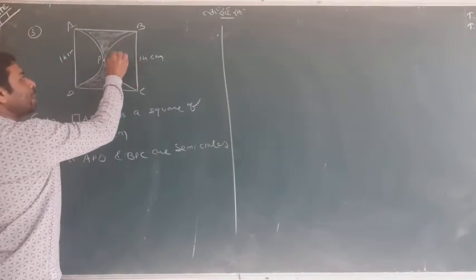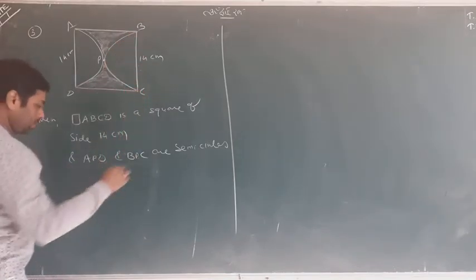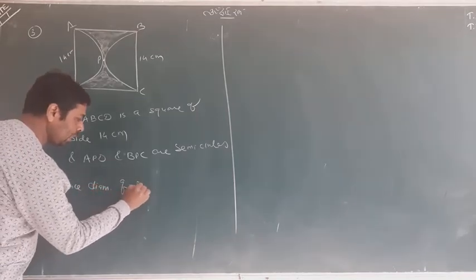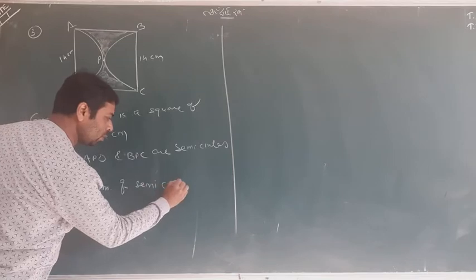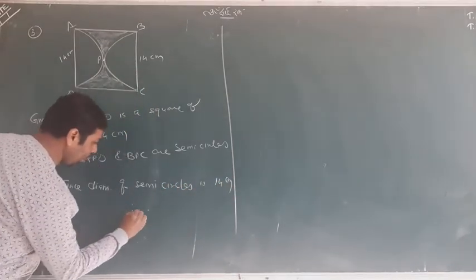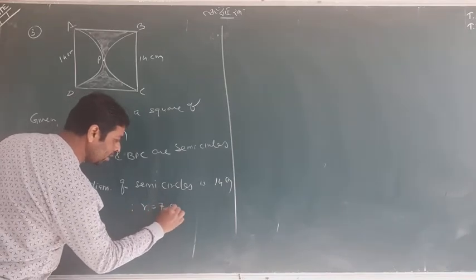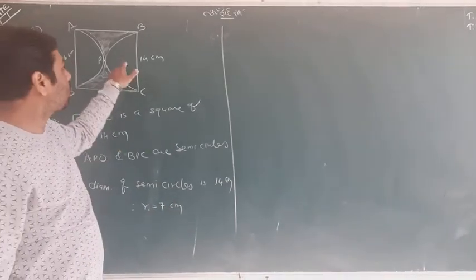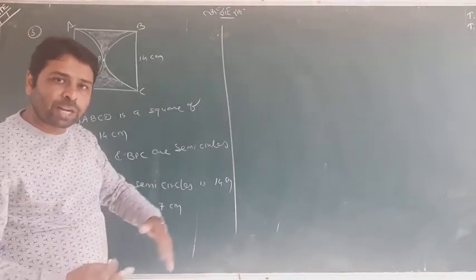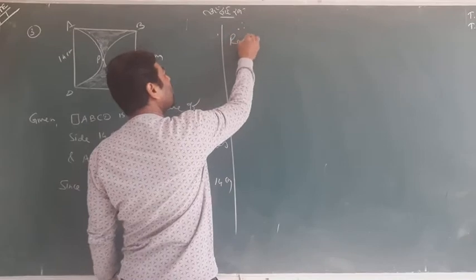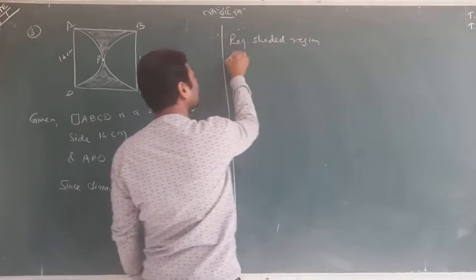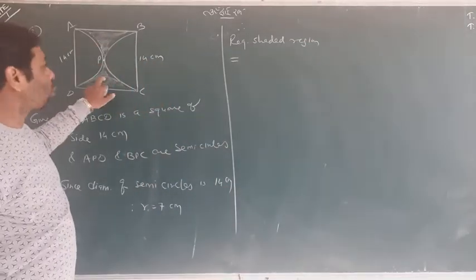One can understand it is a semicircle and this is its diameter. Since the diameter of the semicircles is 14 centimeter, one can understand that the radius will be 7 centimeter for this and this also. So I don't want to waste time. I will do it very directly. The required shaded region, these two, I want to find.